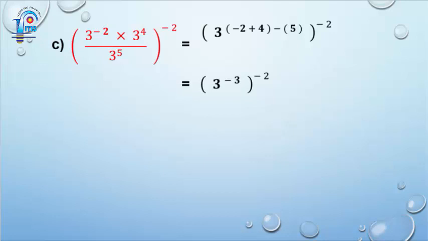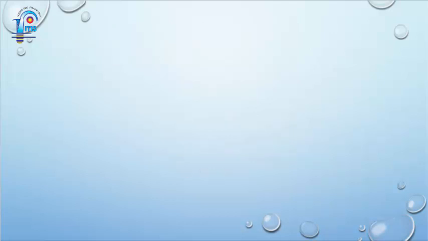Now I have the two powers up. Then I multiply the powers. Then 3 to the power negative 3 by negative 2 equals 3 to the power 6 equals 729.